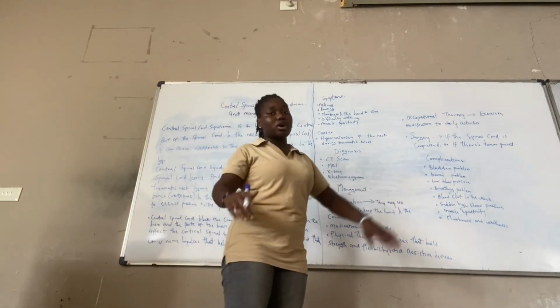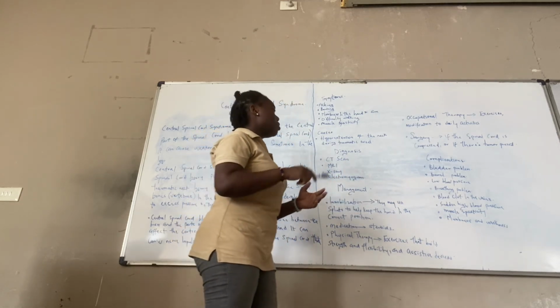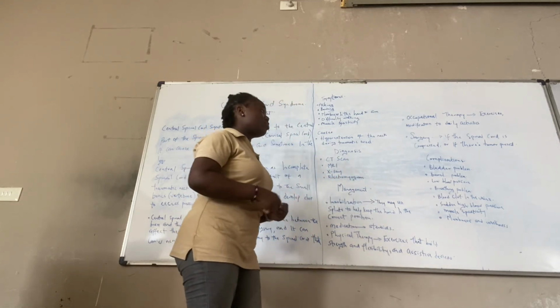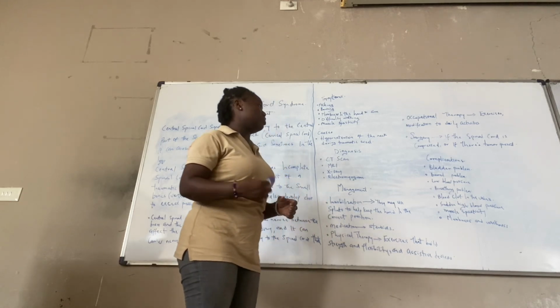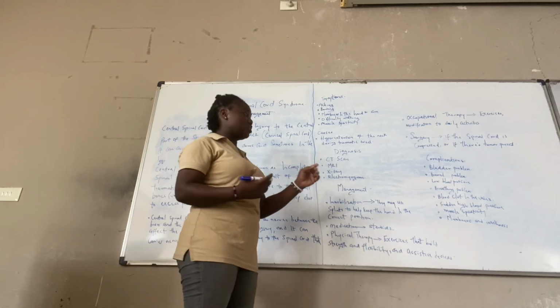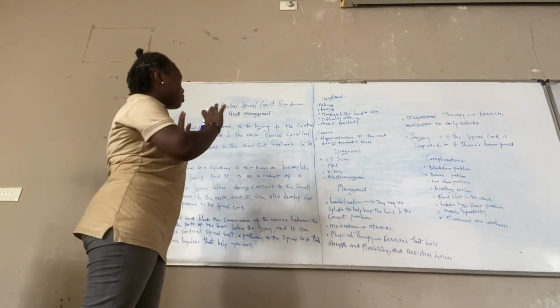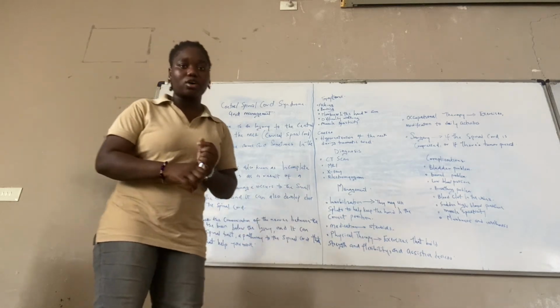And when we talk about the complications, we have bladder problems, bowel problems, low blood pressure, breathing problems, blood clots in the veins, sudden high blood pressure, muscle spasm, and numbness and weakness. So that is just the overall of this spinal cord injury.